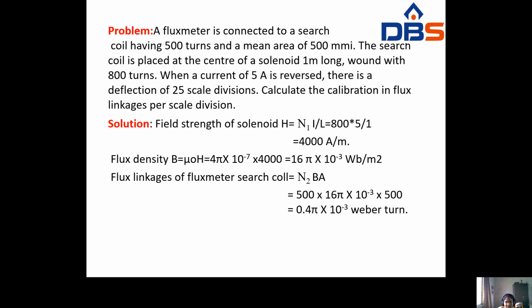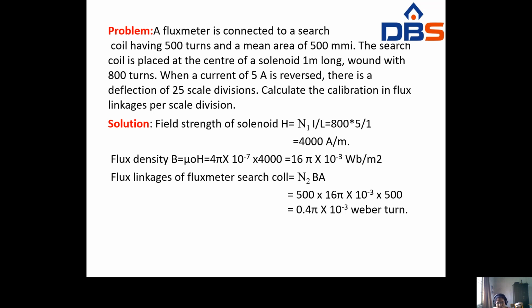The search coil is placed at the center of the solenoid wound with 800 turns. That means the main coil has 800 turns. The total deflection of the flux meter is given as 25 scale divisions, and here we have to calculate the calibration per scale division.